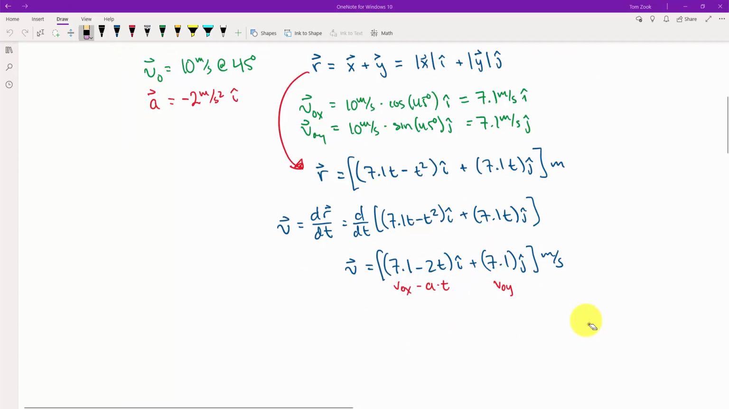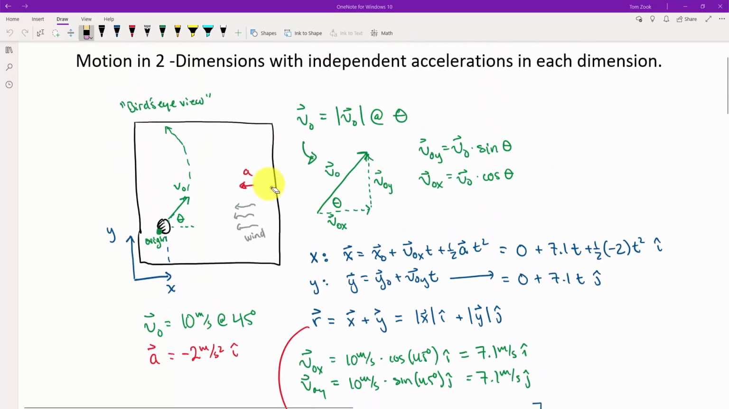And if we go ahead and take a second derivative of the position function, we can get the acceleration as a vector, which is equal to the derivative of velocity with respect to time, and that would just be -2 in the i direction, which is the only acceleration that we had from the wind that we said was blowing on the ball as it's rolling across the table.